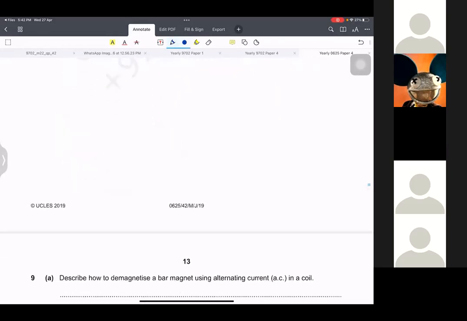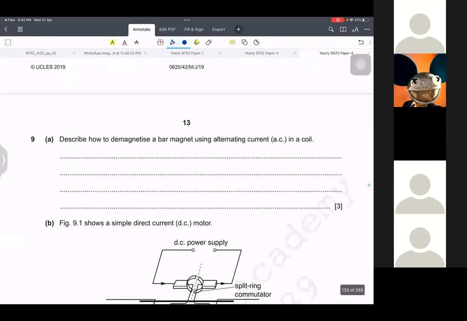Okay. Then describe how to demagnetize a bar using alternating current. Now, step by step, I'm telling you: place the magnet inside the solenoid.